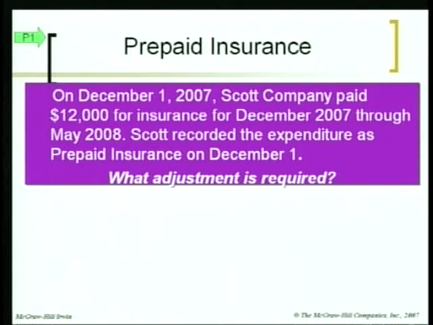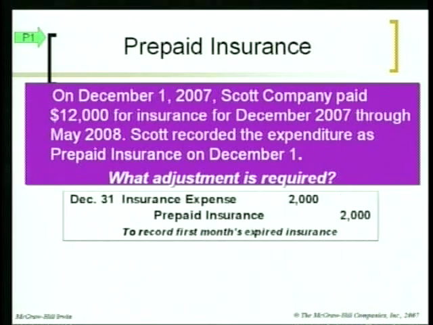Scott recorded the expenditure as prepaid insurance on December 1st. On December 1st, Scott Company debited prepaid insurance, the asset, for $12,000, and credited cash for $12,000. That's not the AJE, but that's the journal entry they made when they got this asset. What AJE is required at the end of the period? Well, how much of that insurance have they used up? They've used up $2,000 of it, correct?